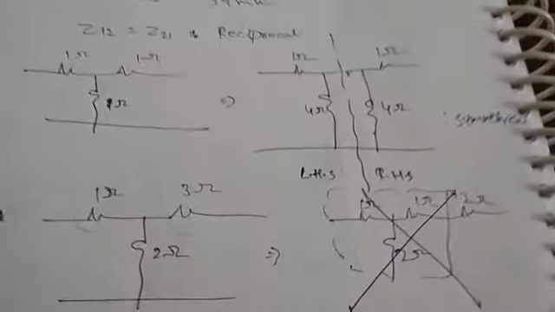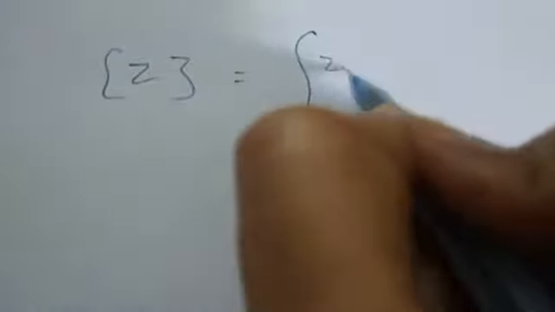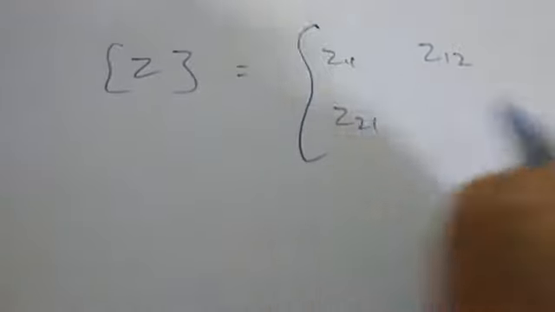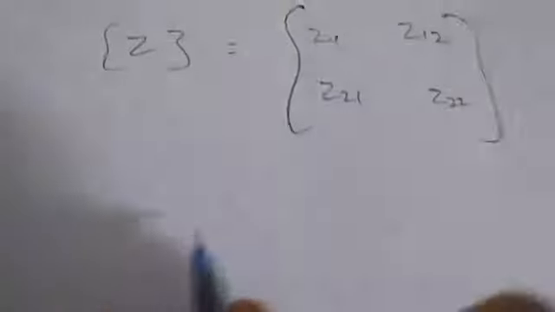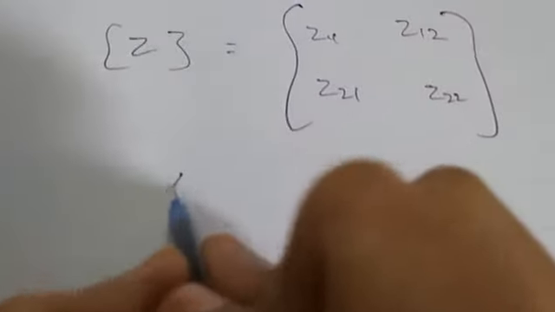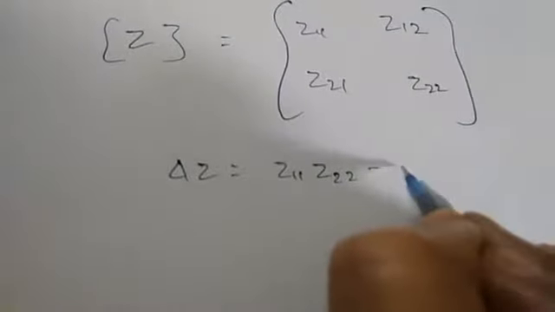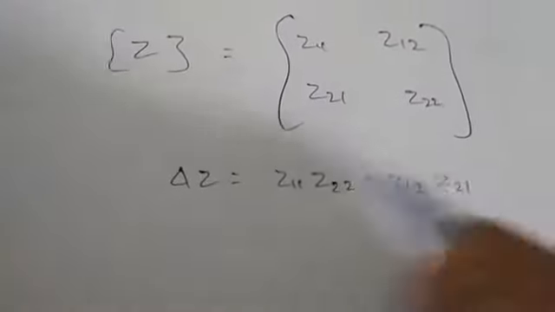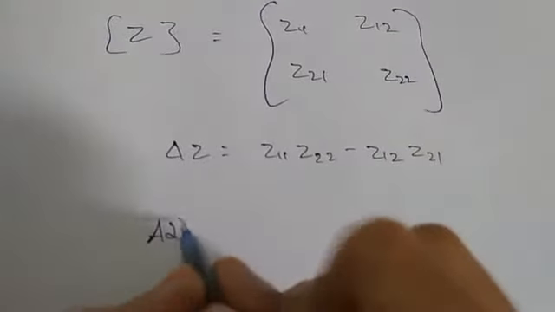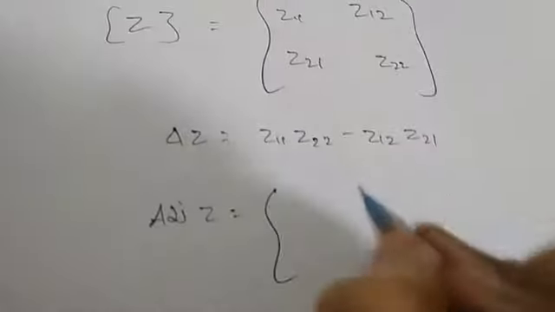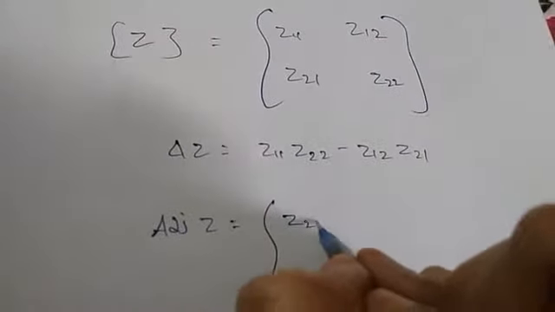From the Z parameters themselves, we can retrieve our Y parameters also. I take the Z parameters Z11, Z12, Z21, Z22. To find the inverse, first find the determinant. The det will be Z11 Z22 minus Z12 Z21. Then find the adjoint of your Z matrix, since it is a 2 by 2 network.